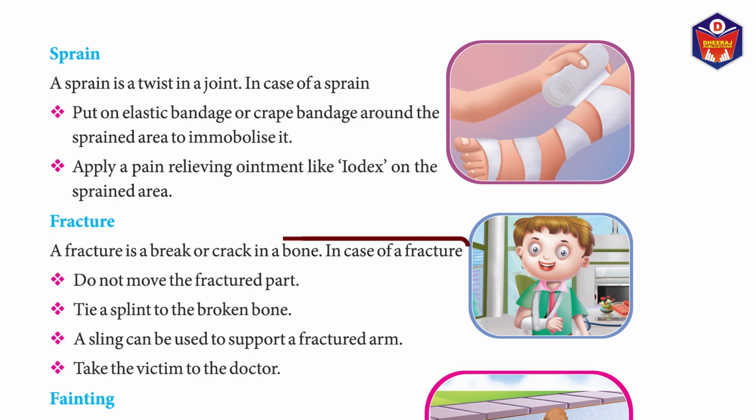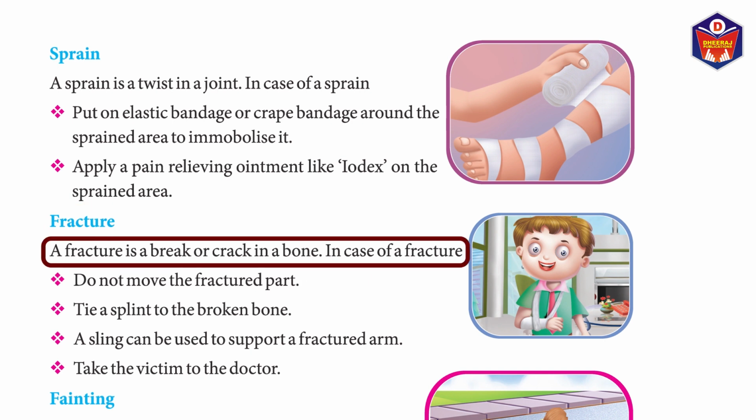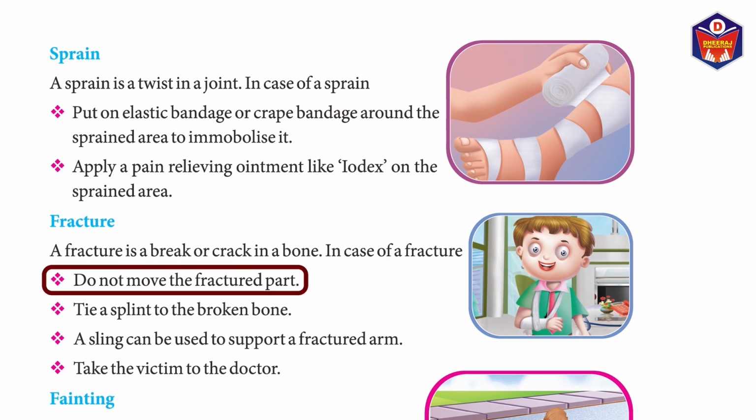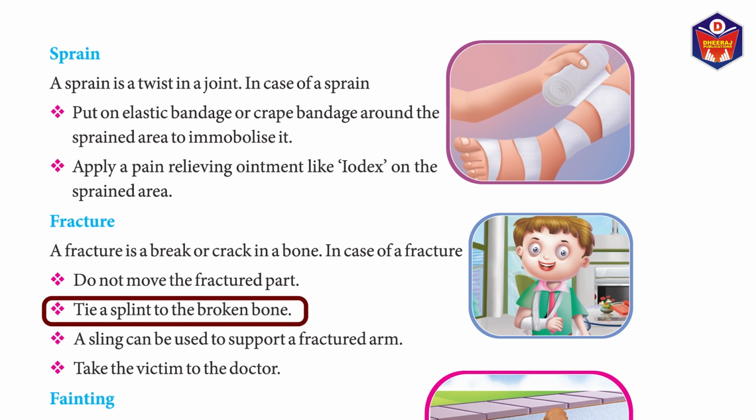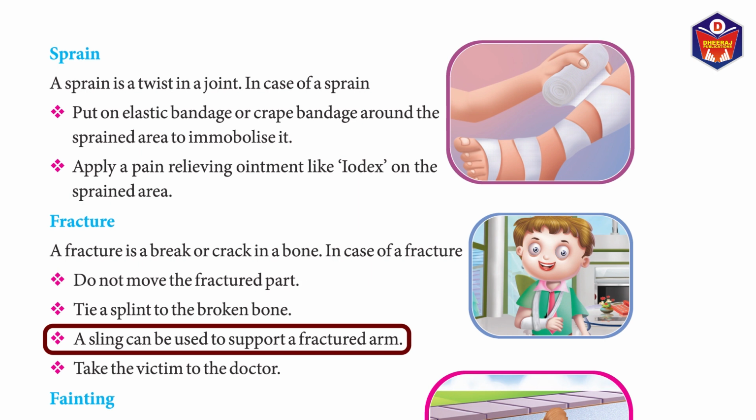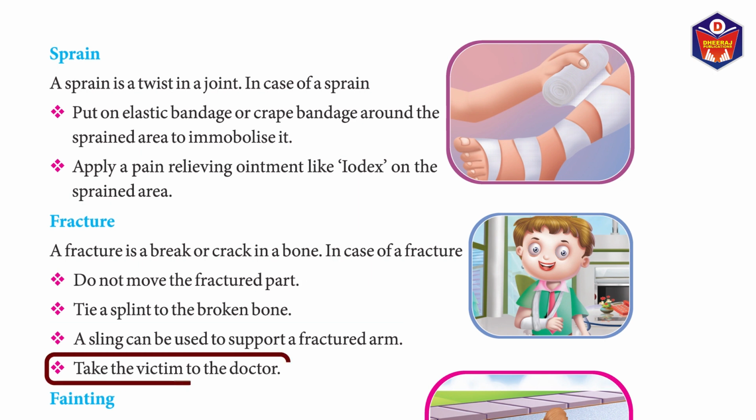Fracture. A fracture is a break or crack in a bone. In case of a fracture, do not move the fractured part. Tie a splint to the broken bone. A sling can be used to support a fractured arm. Take the victim to the doctor.